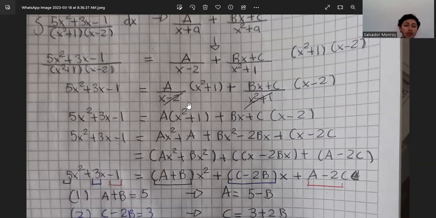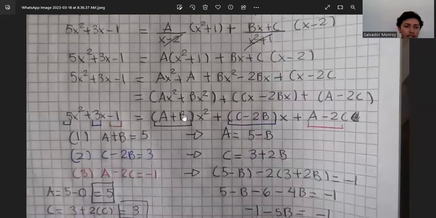What we need to do here is group the terms. The x squared terms are going to be summed, the linear x terms are going to be summed, and the independent terms are going to be summed. What's the objective of doing this? In the equation, all the x squared terms must add up to 5, the linear x terms must be 3, and the independent terms must be equal to minus 1. With that, we can make a system of equations.